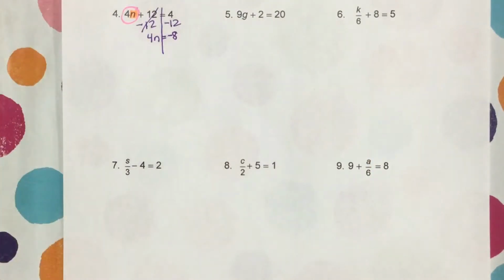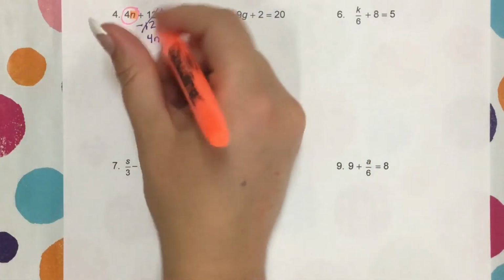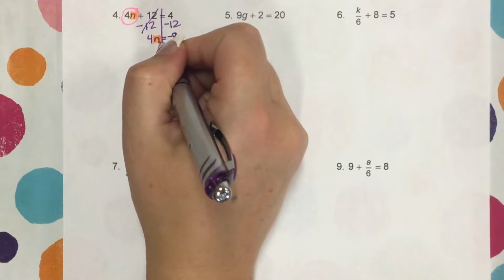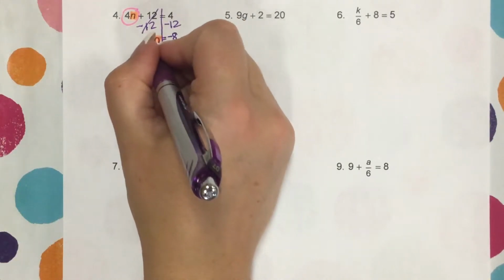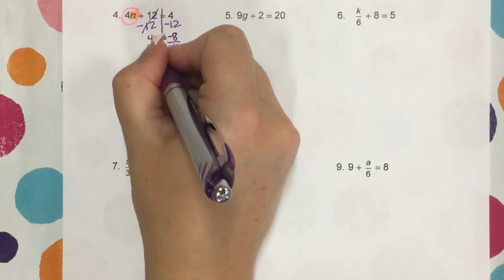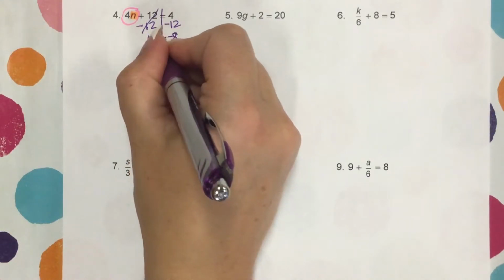All right. Now I just need to isolate this n. N is almost by itself, but not quite. So we have 4n, so we have to do the inverse operation of 4 times n, which would be division. So we're going to divide both sides by 4. 4 divided by 4 is 1. 1 times n is n.